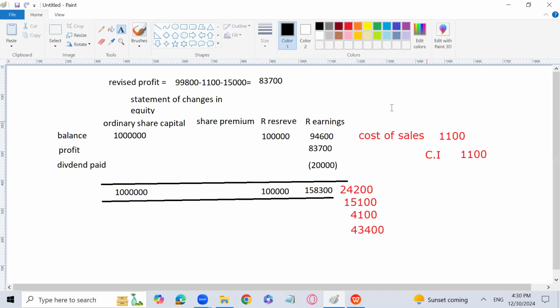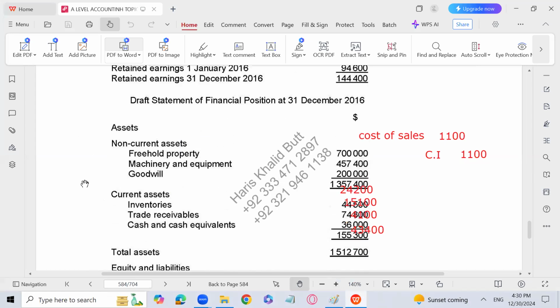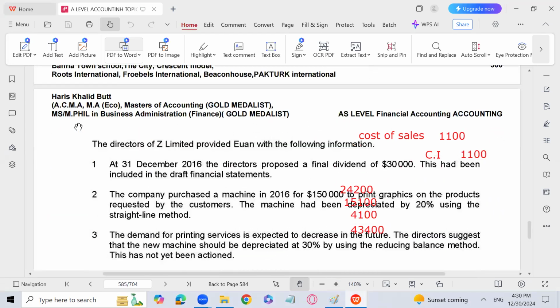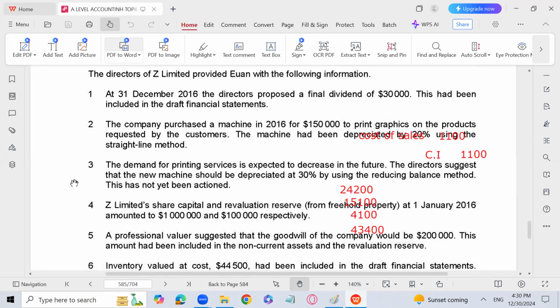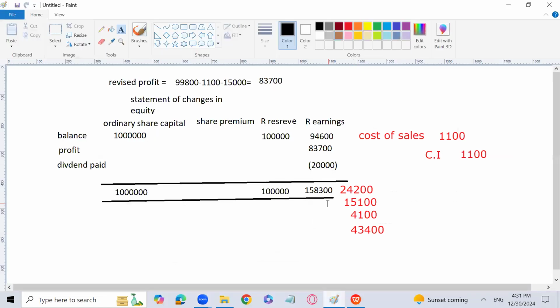And now I'm going to prepare the statement of financial position. Okay, the total retained earnings is 158,300. We have done that already. So we have done with that. The answer is going to be 158,300.